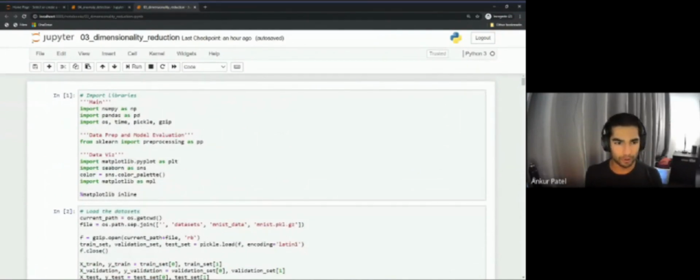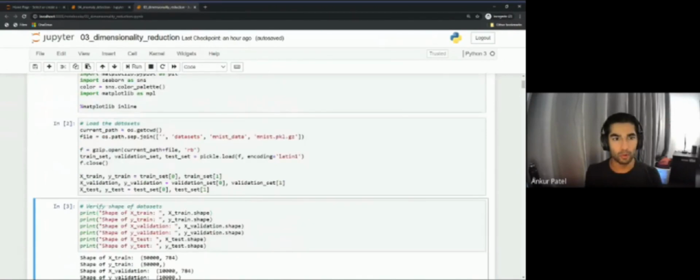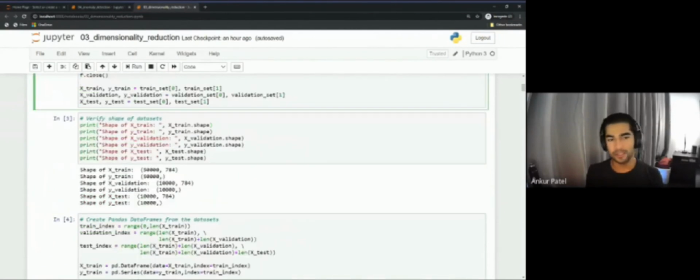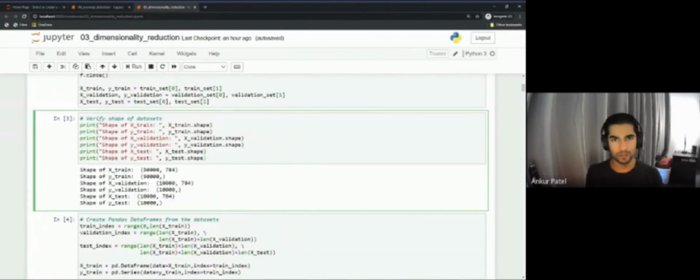First, we import the libraries here, and then we'll load the data sets. And this is all available on Git, so you can actually play with these data sets on your own. Let's take a look at the shape of the data sets, right? The shape should be very familiar for people that have worked with this particular data set. Train has 50,000 observations, 784 dimensions. Validation and test both have 10,000 observations each, again with 784 dimensions.